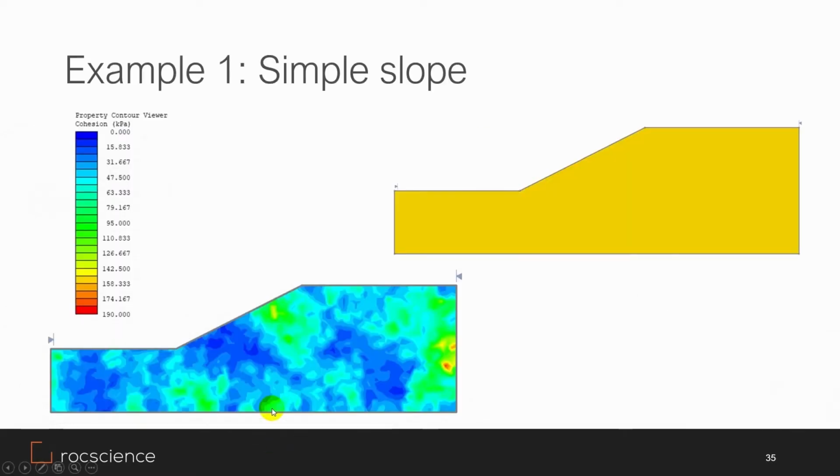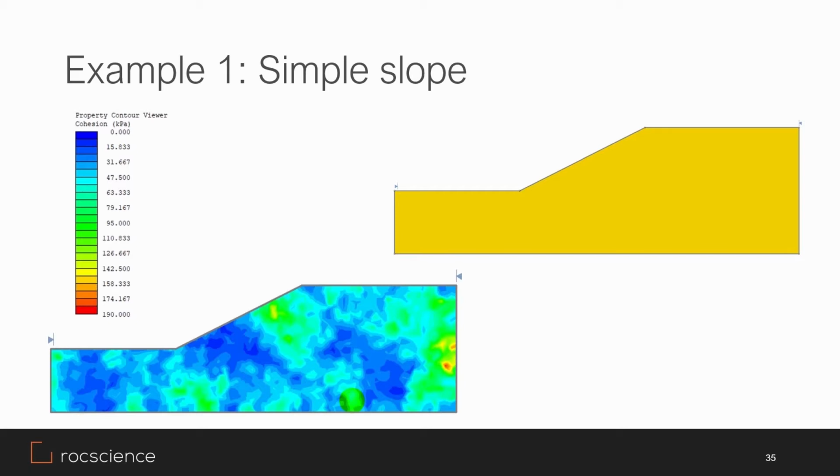Let's look at the first example here. In this example, we are going to show how we can model spatial variability in Slide 2. This is a simple cohesive slope. The reason that we started with a simple example is the fact that there are a lot of studies in literature that use simple slopes to investigate the influence of spatial variability on probability of failure. To compare with those studies, we started with a simple example.